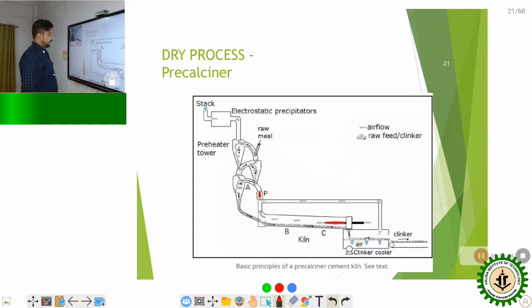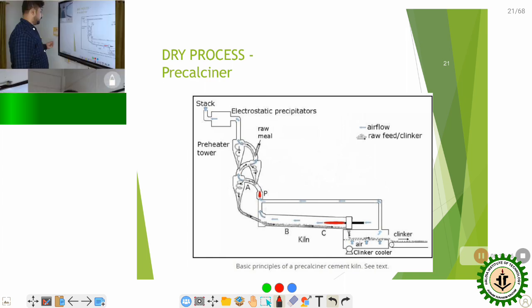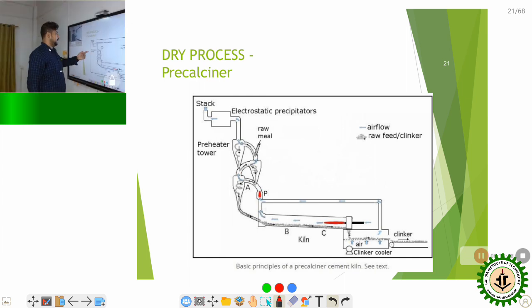This is a broad form of the diagram, and that is a short form of the diagram. It shows the stack, electrostatic precipitators, preheater tower, raw materials, air, clinker cooler, and airflow. This is the process, but it is not so much required.